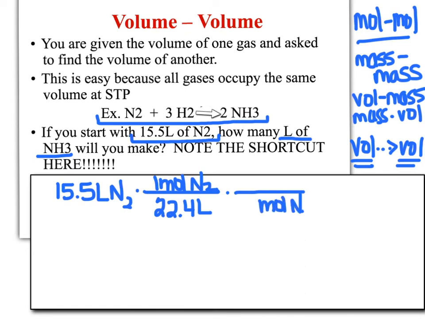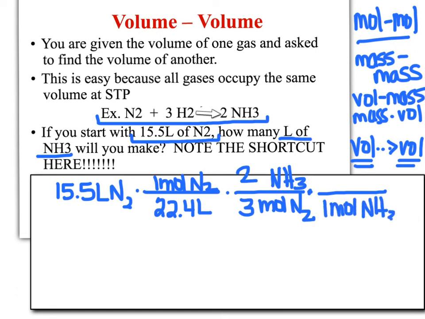Moles of nitrogen to moles of ammonia, and our relationship is that for every 3 nitrogens there are 2 ammonias. And our last step is to convert to the units they're asking for. So 1 mole of ammonia, and they're asking for liters, is 22.4 liters. So to solve this, you would take 15.5, divide by 22.4, multiply by 2, divide by 3, and then multiply by 22.4.